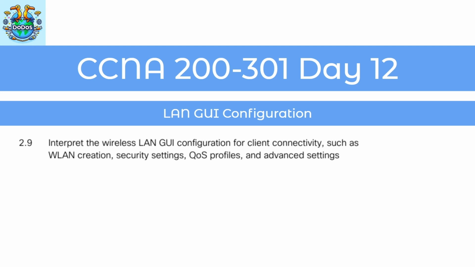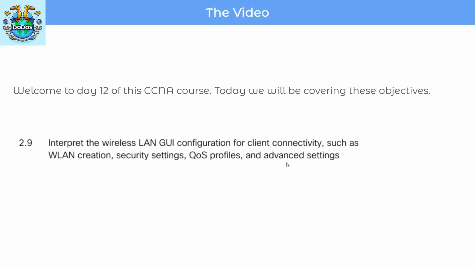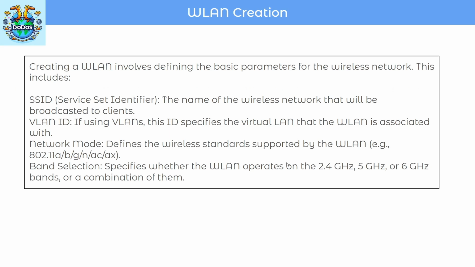Today's CCNA 200-301 day 12, and there's only one topic today, and it's wireless LAN GUI configuration. So, what are we going to cover? It's topic 2.9. Interpret the wireless LAN GUI configuration for client connectivity such as WLAN creation, security settings, QoS profiles, and advanced settings. So, let's begin.